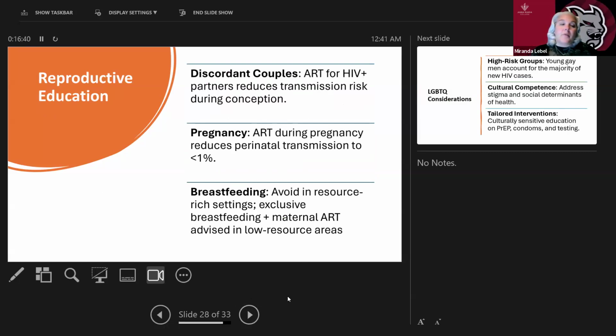And then we would give our patients reproductive education. So discordant couples can use ART for HIV positive partners, which will reduce the transmission risk during conception. For pregnancy, ART during pregnancy reduces perinatal transmission to less than 1%. And then for breastfeeding, we want to avoid it in resource rich settings; exclusive breastfeeding and maternal ART is advised in low resource areas.